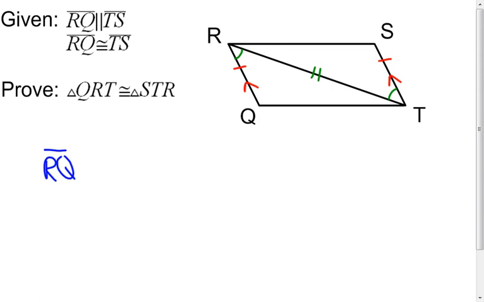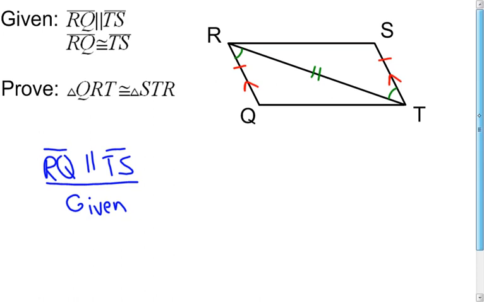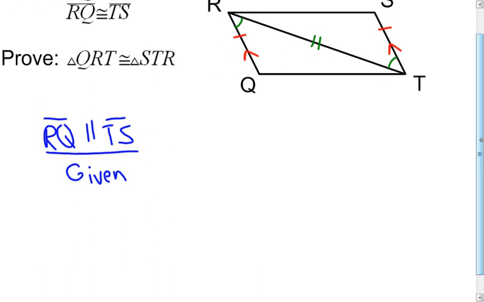Segment RQ parallel to segment TS. My reason is given. Again, 2-column proof, people. You're just going to have that in 2 different columns instead of written like that. What I'm going to do is I'm not even going to go to the next piece of given information. I'm going to continue off this. Because of the parallel lines, remember, I knew that these 2 angles were congruent. I'm going to put that into my proof right now.